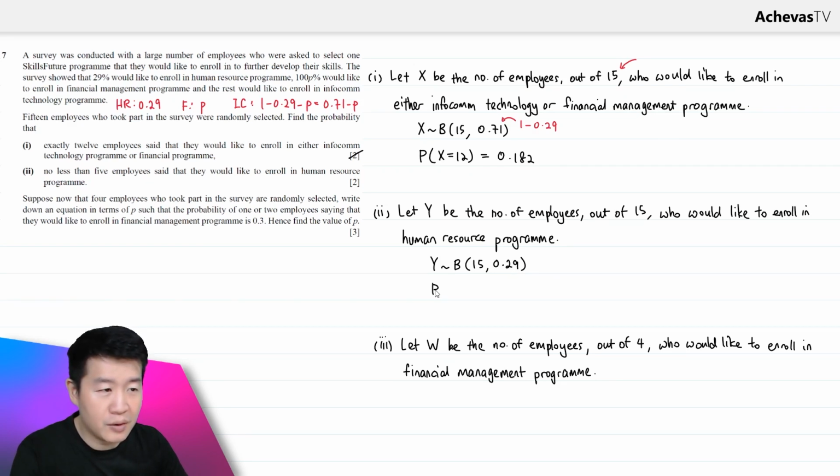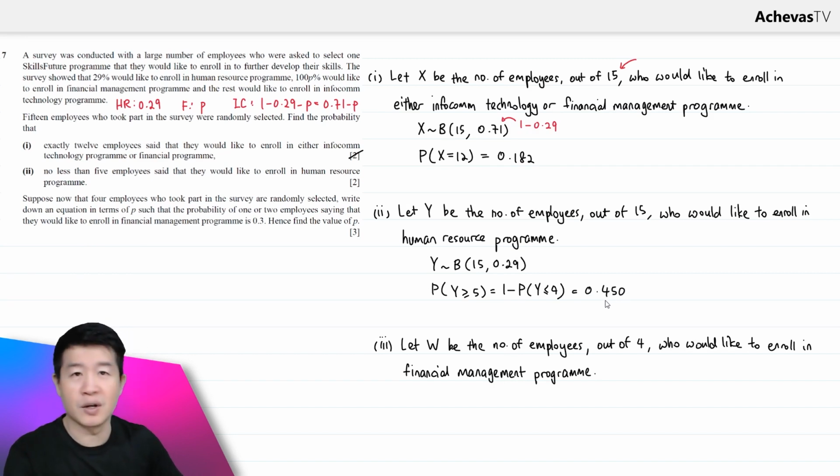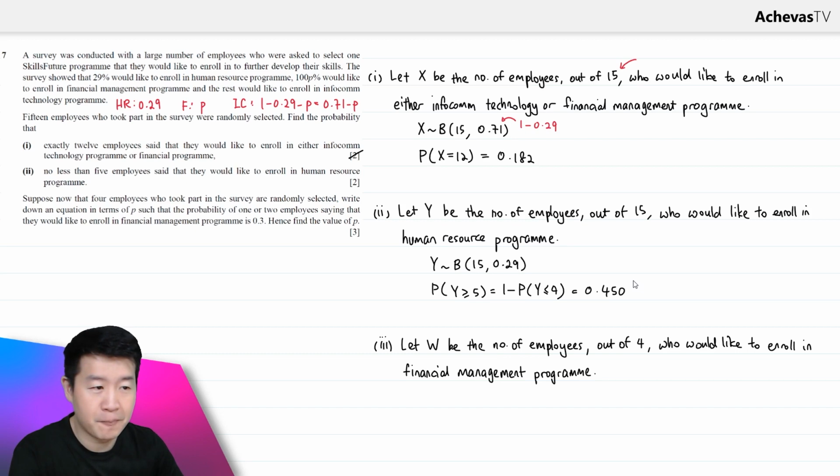And we are talking about no less than 5. So Y should be bigger or equal to 5. And because of the limitation of our Texas Instrument calculator, we are going to take 1 minus probability of Y is less than or equal to 4 to calculate this. And then pressing this into the calculator, we will be getting 0.450, again to 3 significant figures.